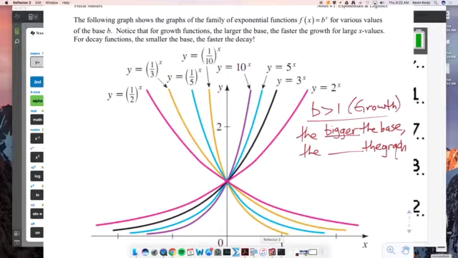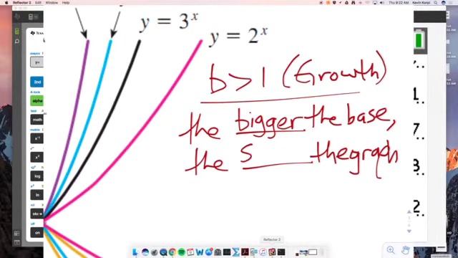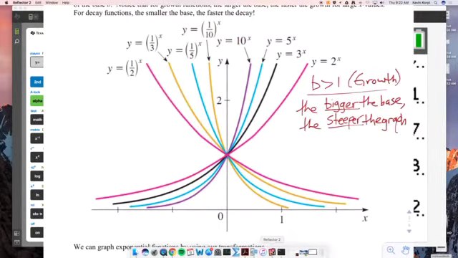The faster it grows, right? You can also say that the graph is steeper. That's a good word. The bigger the base, the steeper the graph. And it's steep on both sides.